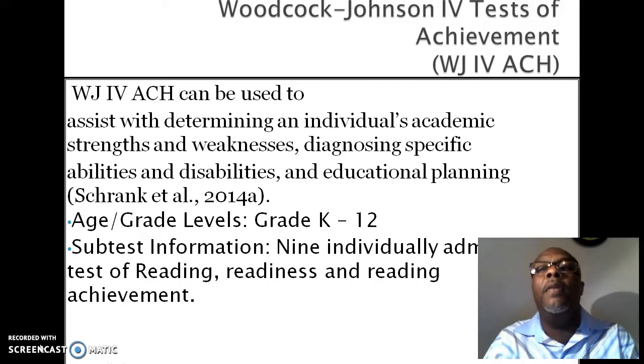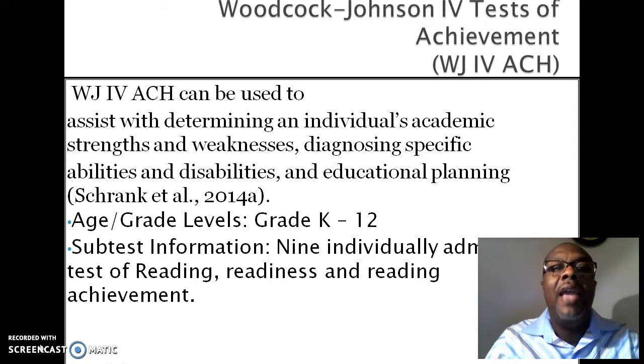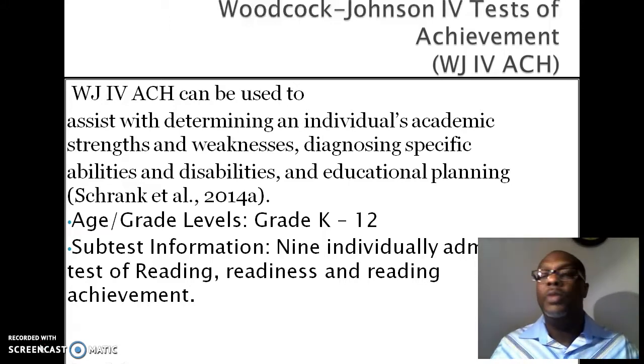Woodcock-Johnson number 4 test of achievement can be used to assist with determining an individual's academic strengths and weaknesses, diagnosing specific abilities and disabilities, and educational planning. The age and grade level is K through 12. Subtest information is 9 individually administered tests of reading readiness and reading achievement.